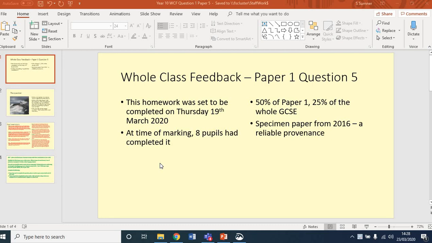So, as well as the overall Year 10 work that's been set by Miss Waller, we're now going to start to move to more of our individual classwork. So what I wanted you to look at was a Paper 1 Question 5.